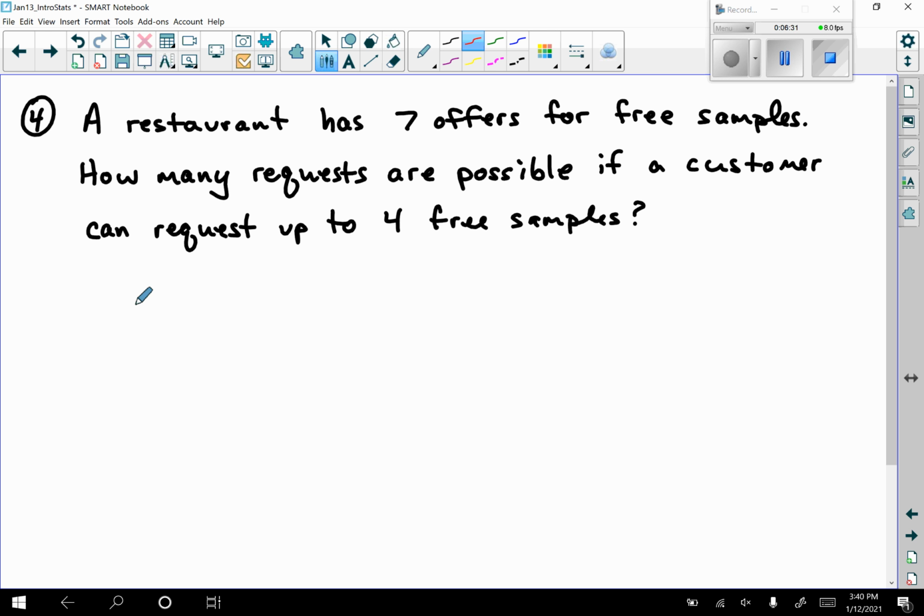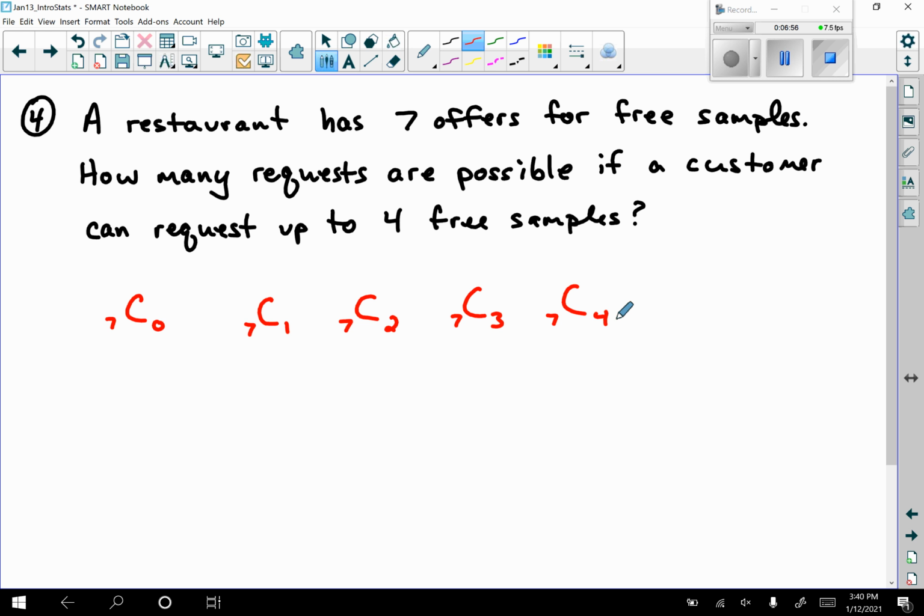So we can have a combination. We have 7 offers and they get no free samples. We can have a combination of the 7 offers, they pick 1 free sample. Combination of 7 offers, they can get 2. 7 choose 3, and then 7 choose 4. Now that was up to.